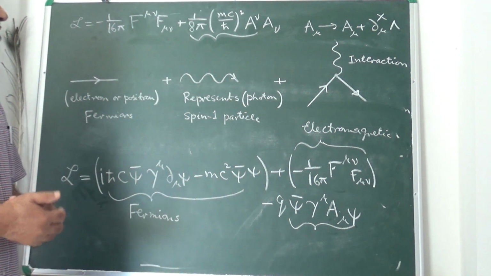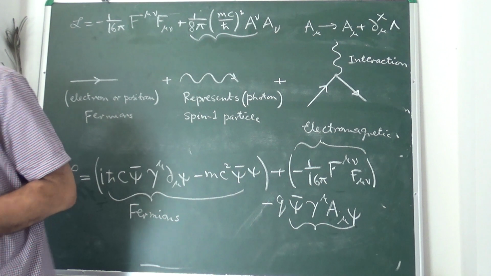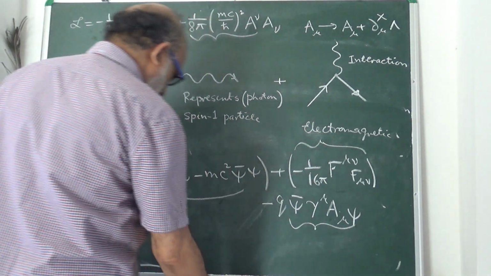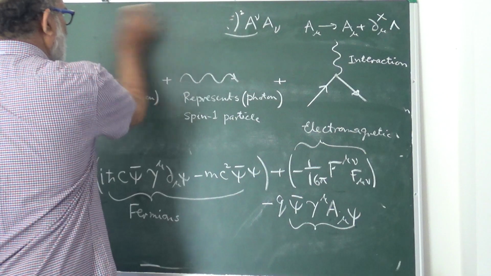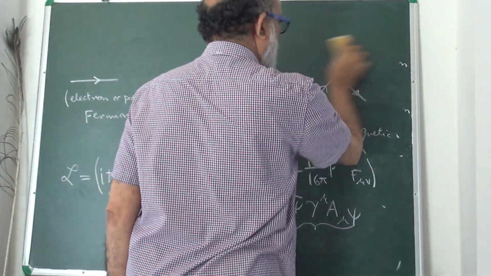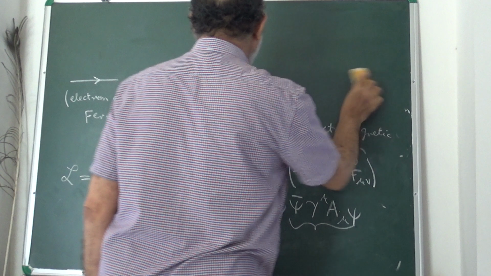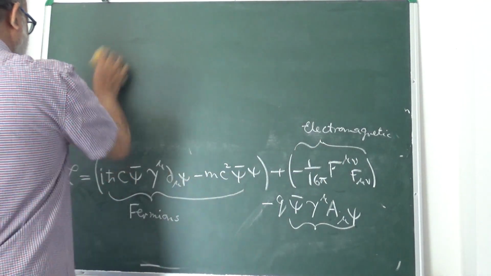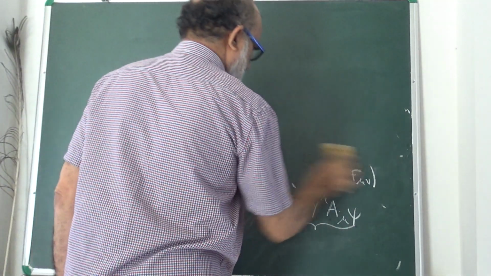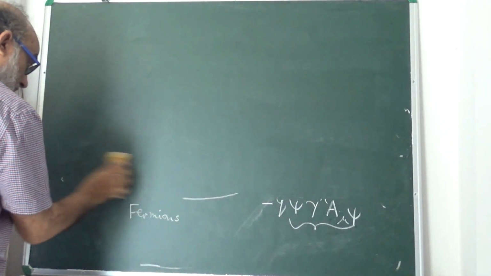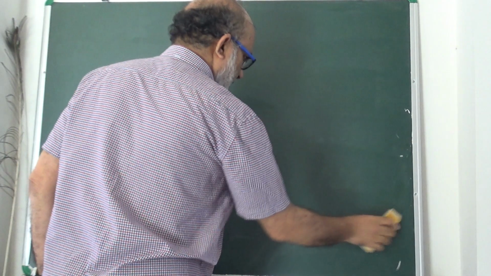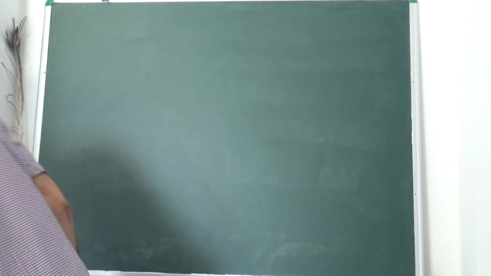Now today we will discuss the Higgs field. As I told you, the Higgs field is a scalar field, means it has no mass, it has no charge, and it is spin zero. It's a scalar field, means its spin is zero and it has no charge.